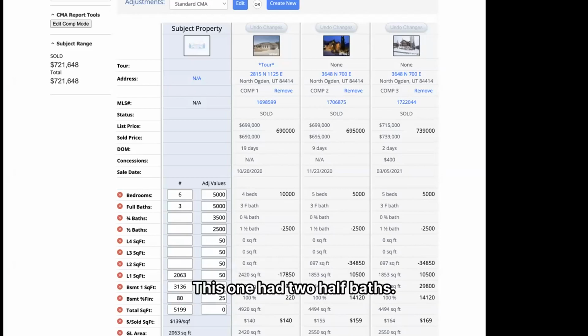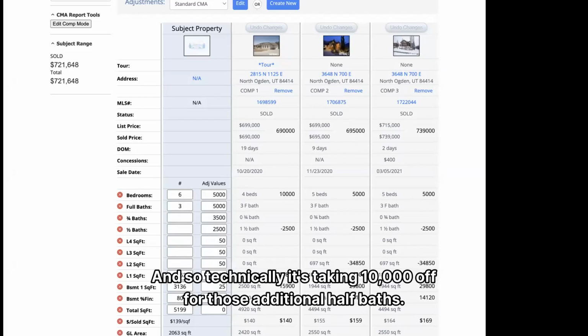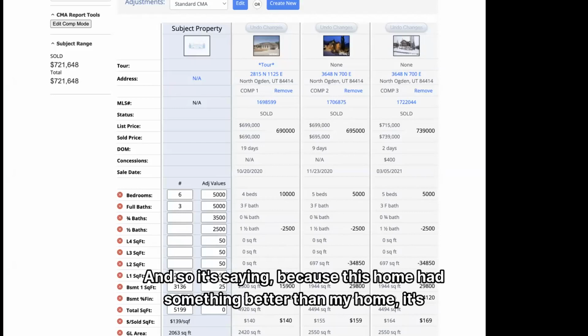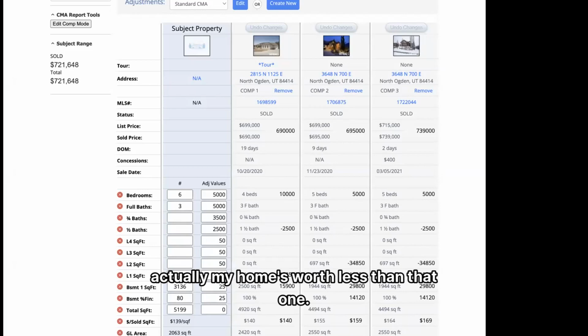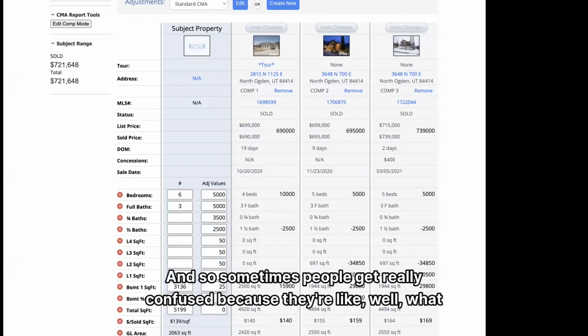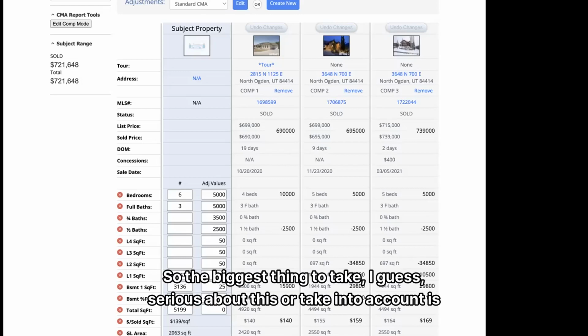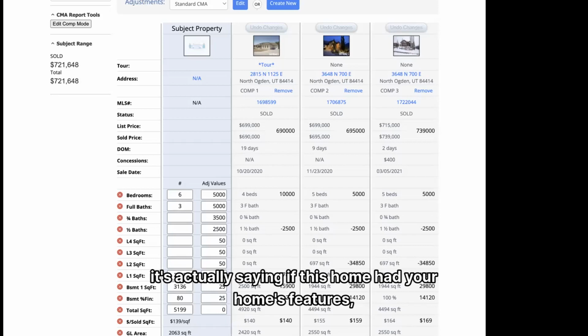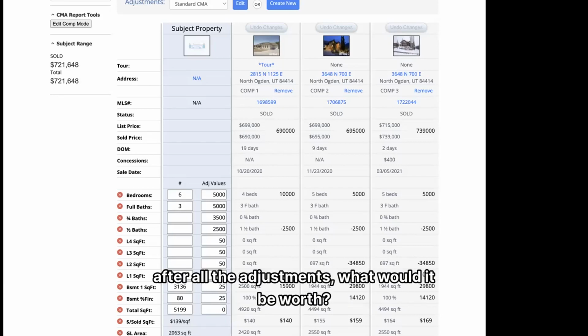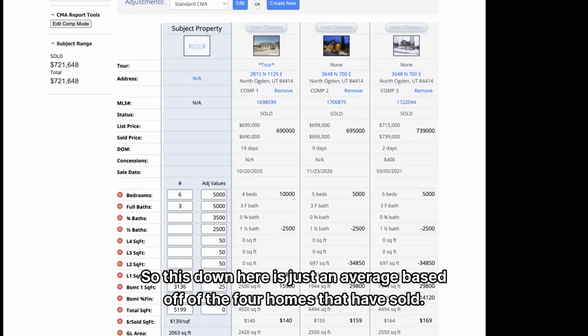This one had 2 half baths. And so technically it's taking 10,000 off for those additional half baths. And so it's saying because this home had something better than my home, my home's worth less than that one. So it's taking it off. And so sometimes people get really confused because they're like, well, what do you mean? Shouldn't it be a negative because it has something less or a positive because it has something more? So the biggest thing to take into account is it's actually saying if this home had your home's features, after all the adjustments, what would it be worth? So this down here is just an average based off of the 4 homes that have sold.